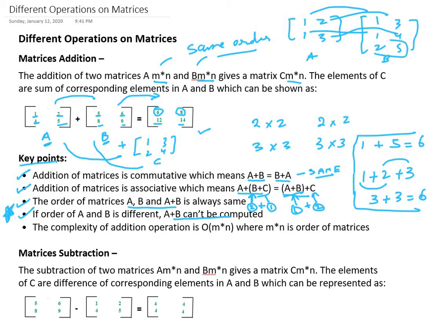So what will happen of these terms? With whom, when we will perform this, what will happen with these? So it cannot be done. So such addition is not possible if the order of A and B is different. The next point is the complexity of addition operation is O(m into n), where m into n is the order of matrices, right?